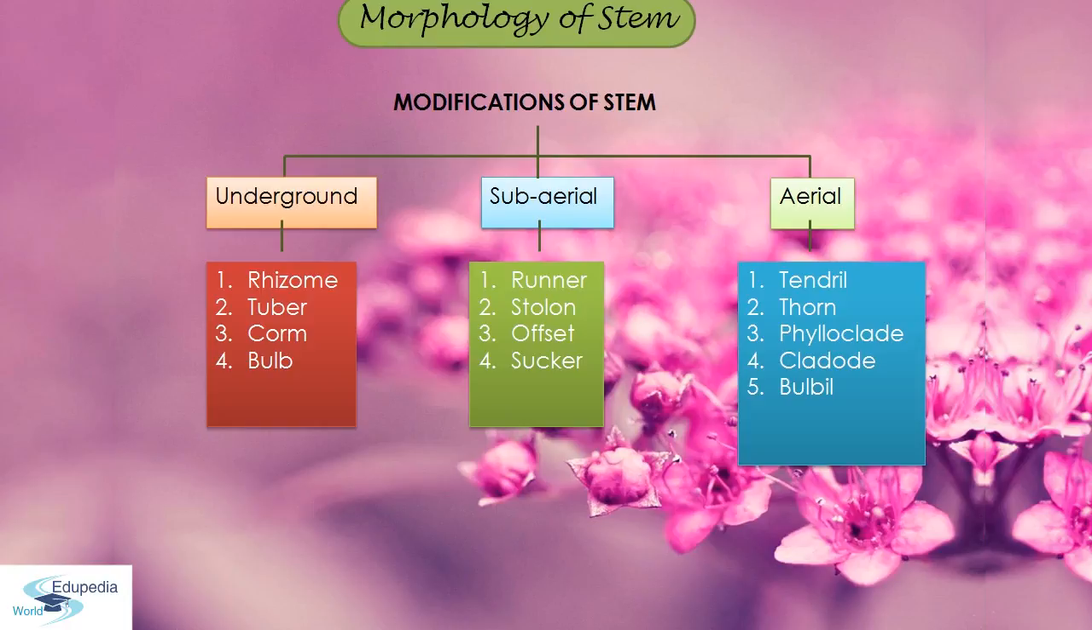So this was all about the morphology of a stem and characteristics of a stem. In my next section of presentation, we'll be studying about the modification of stems in detail.